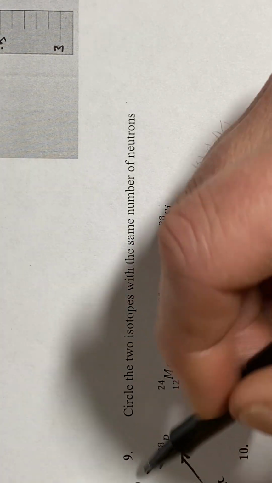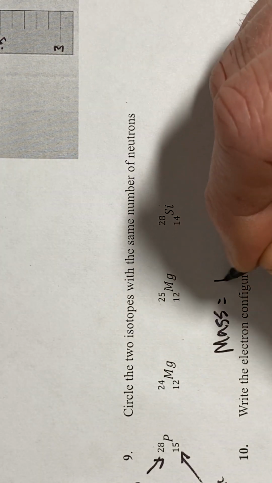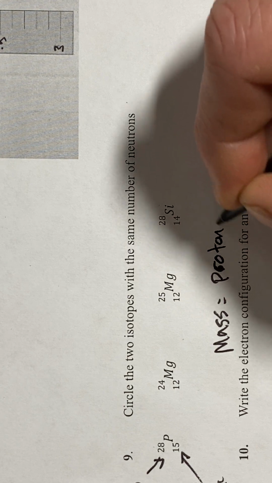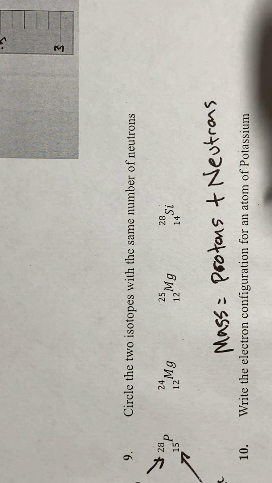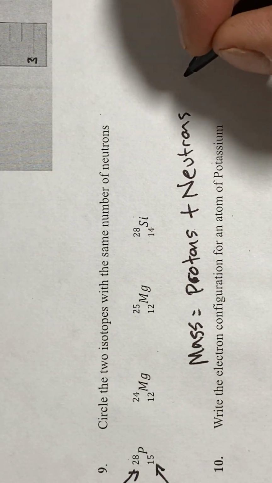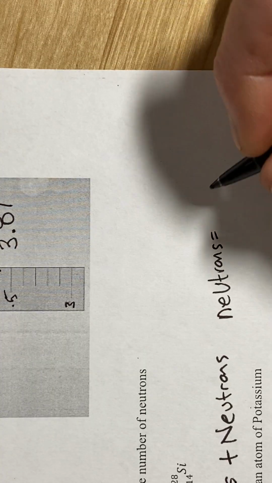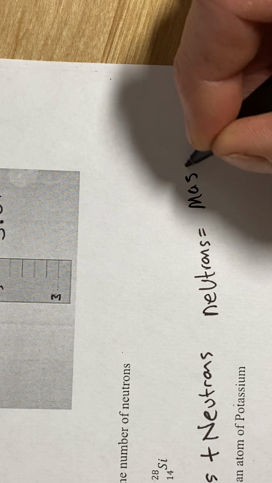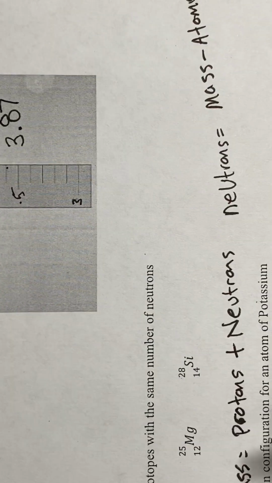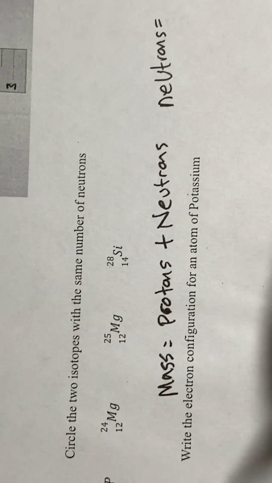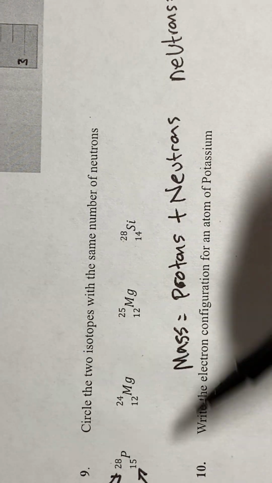Okay, and so the mass, remember, is always calculated by adding protons and neutrons. And so just with a little bit of algebra here, the number of neutrons is just equal to the mass minus the atomic number. Okay, and so this question is basically asking you how many neutrons are there in these isotopes, and then which two have the same number.